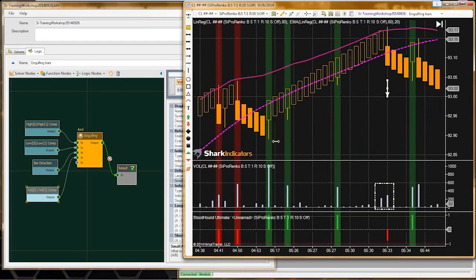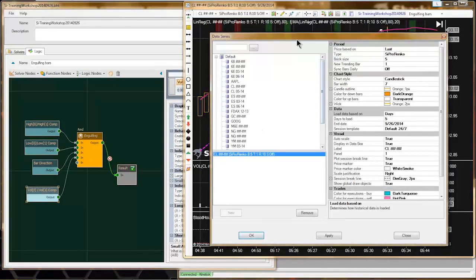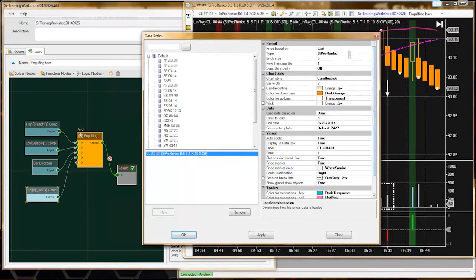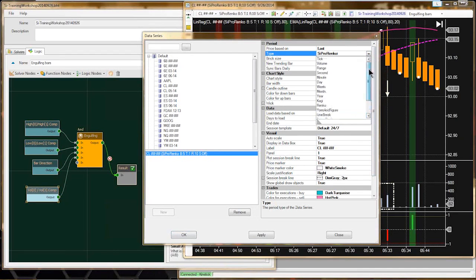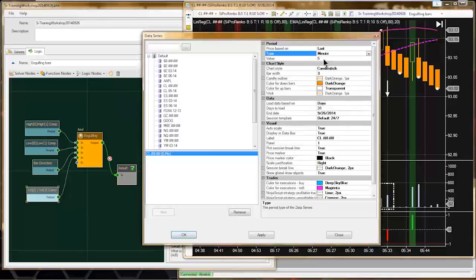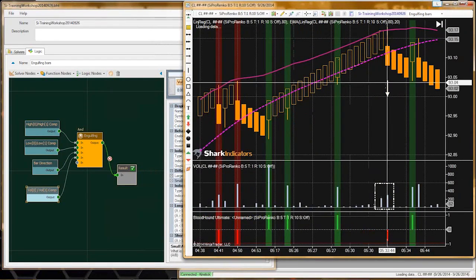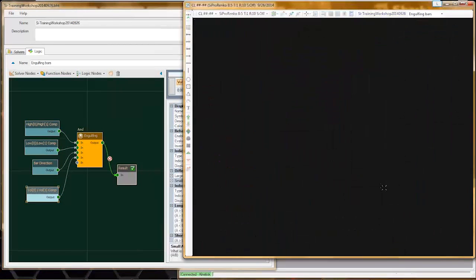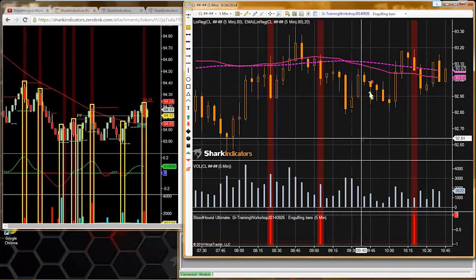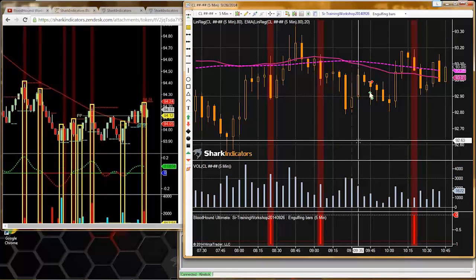Alright, so let's see. This probably would work better on a different bar. So let's find a different bar type. Well, I guess a minute bar will be just fine. 5-minute bars, we'll change that over. Alright, so there we go.